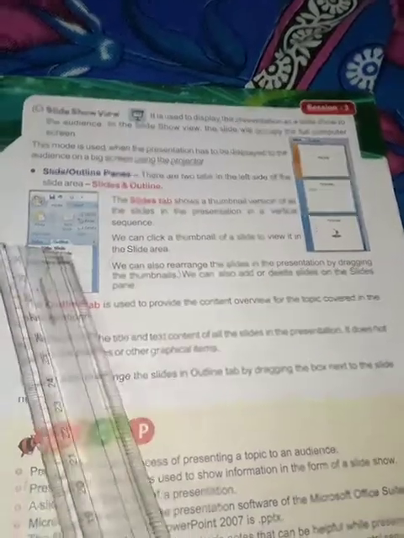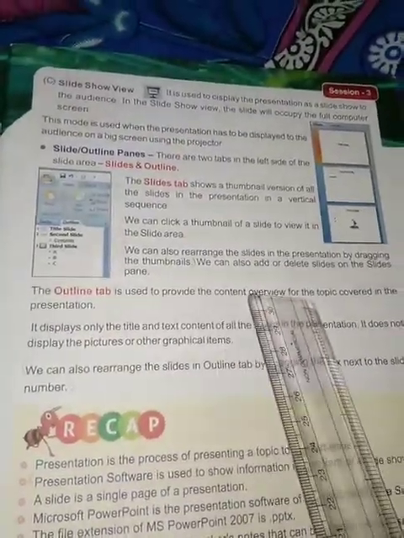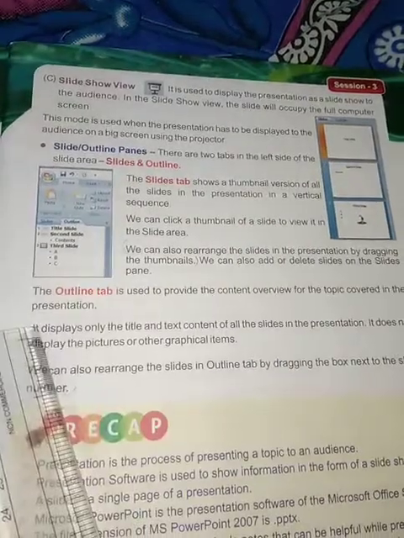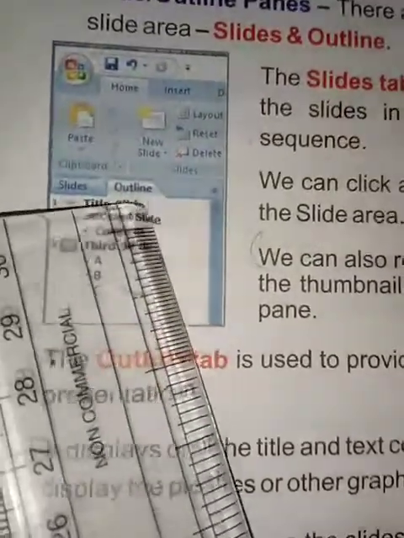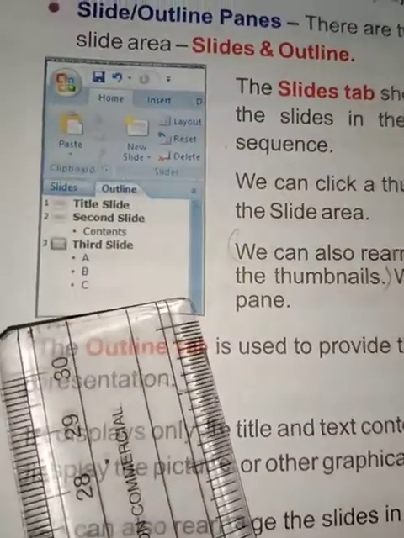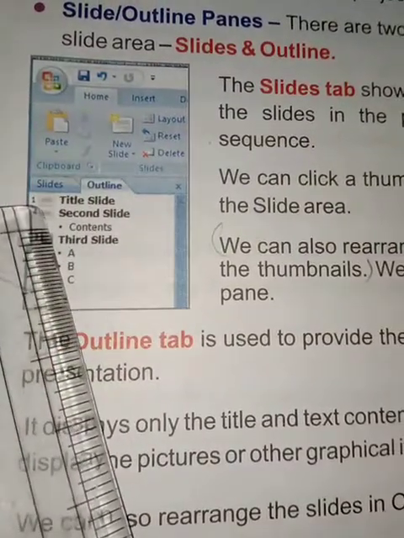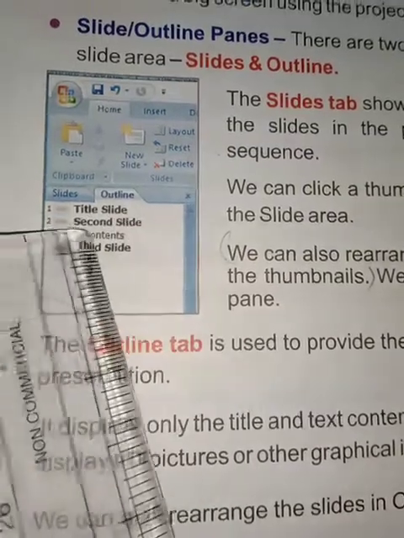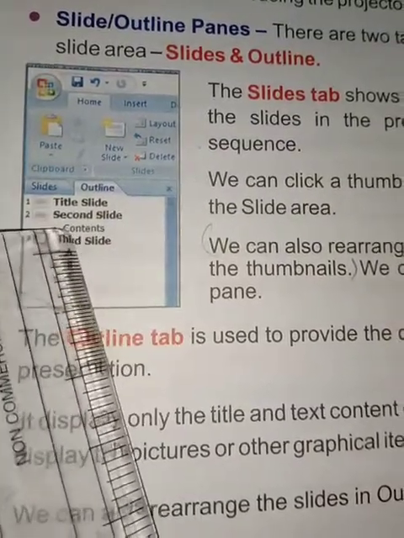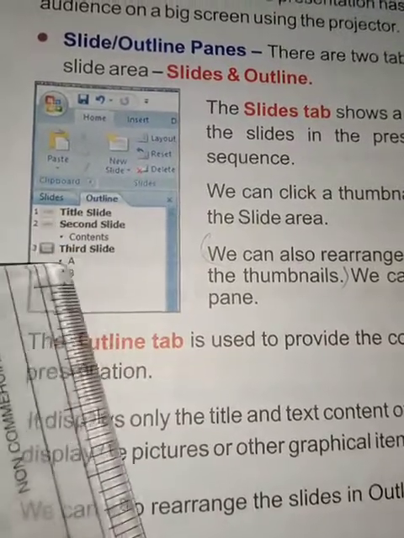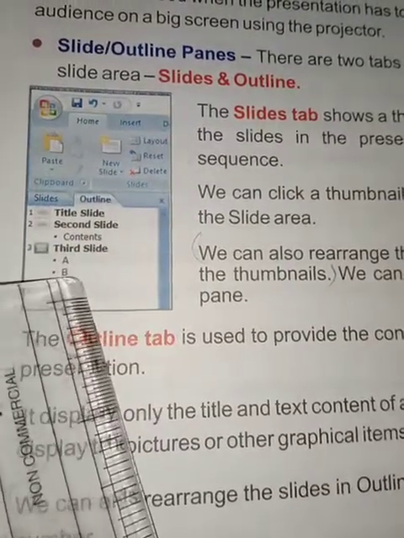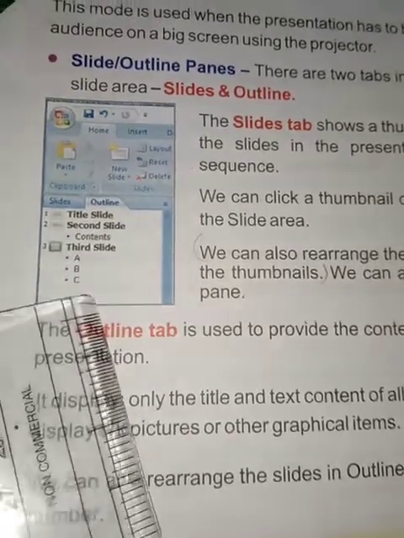The outline tab. This outline tab is used to provide a content overview of the topics covered in the presentation. It will give you the overview of what topics you have presented. In the first slide you have only a title slide, the second you have given the name as second title and contents, and the third slide has a heading and ABC as the content. So it will show you the overview.